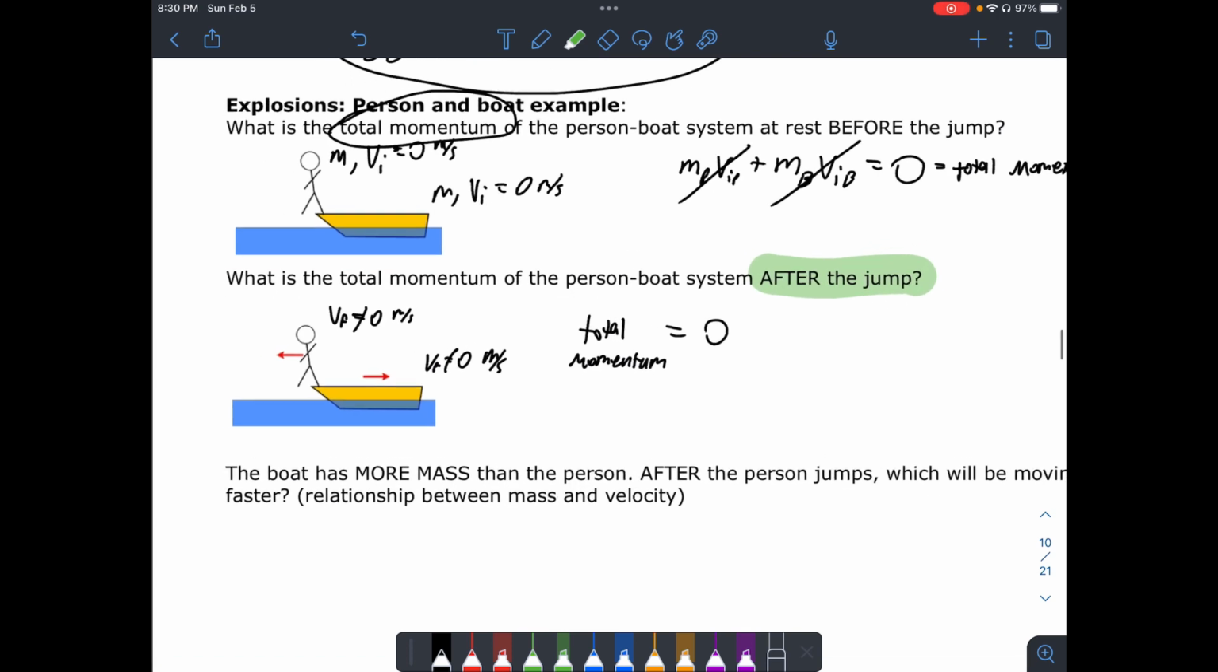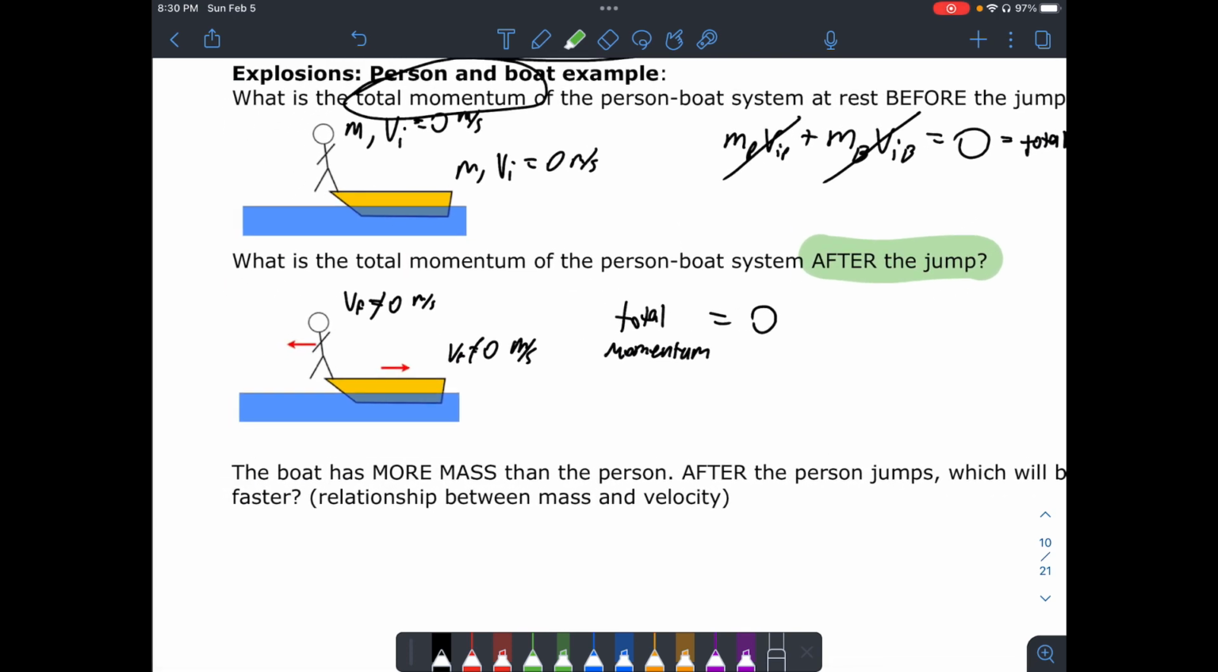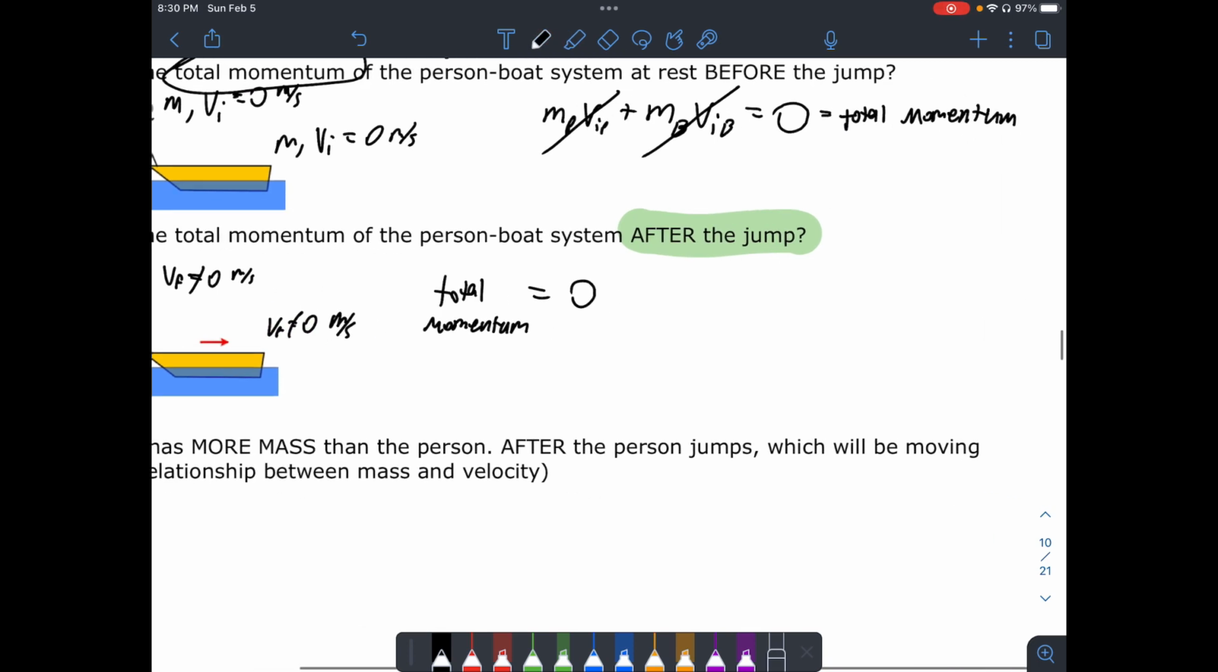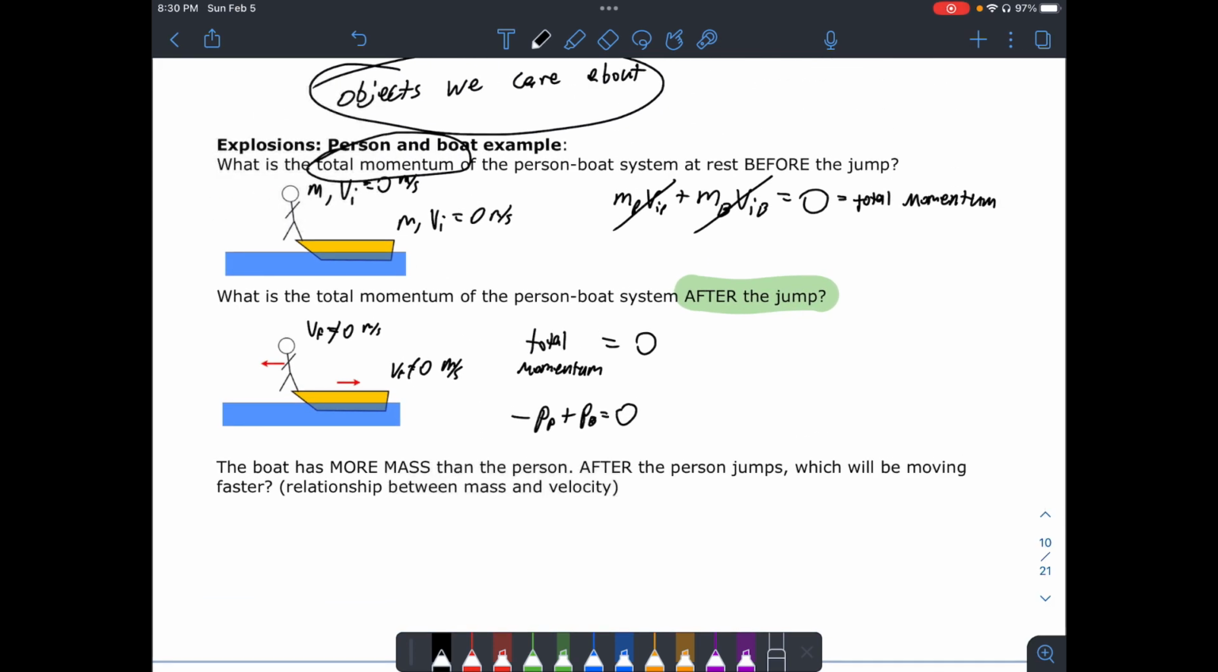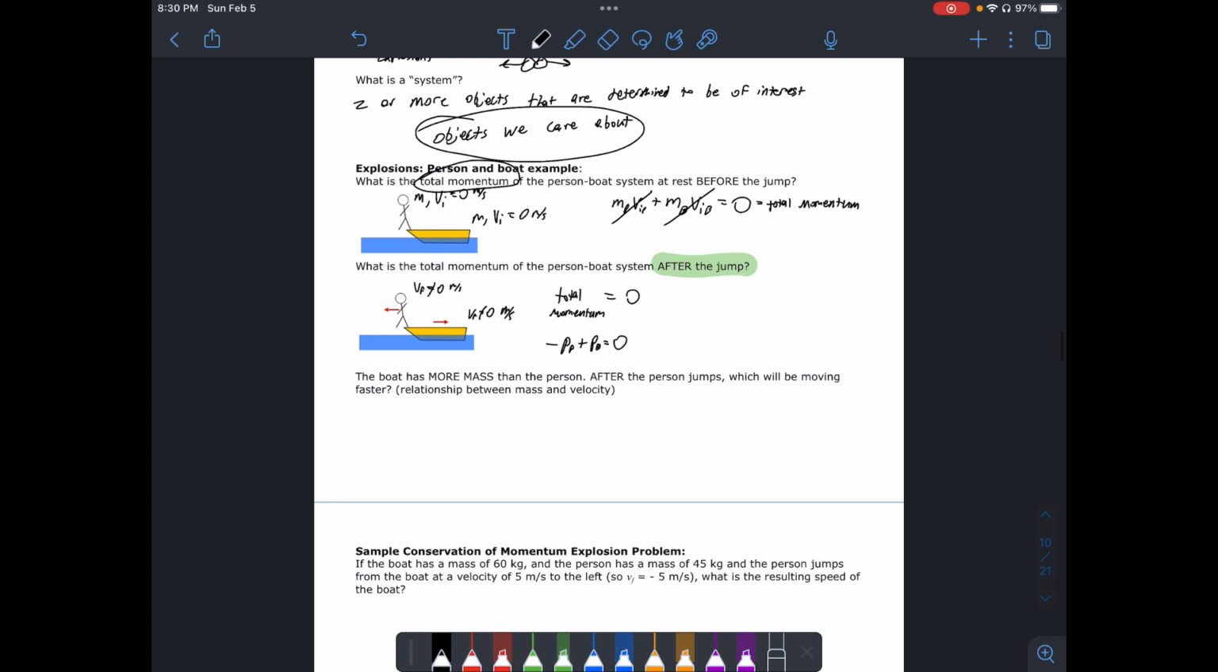And you might say, oh, how do we know? Because this person over here might have some kind of velocity and the other one has another velocity. Well, this person is moving to the left, so they're going to have a negative velocity and therefore a negative momentum. And the boat is moving to the right, so it's going to have a positive momentum. And those are going to add to 0 because no outside force is applied. The person-boat system, the only thing happening is within that system.